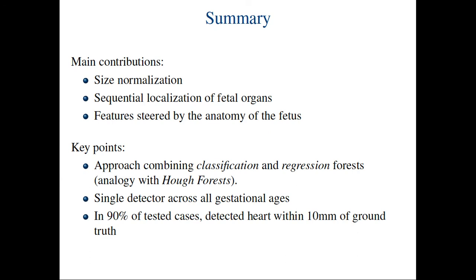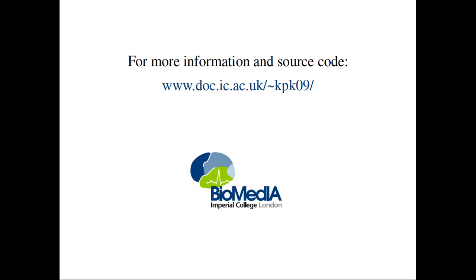We propose the size normalization, a sequential localization of fetal organs, and features steered by the anatomy of the fetus in order to localize the heart, lungs, and liver of the fetus. Our approach combines classification and regression forests. We train a single detector across all gestational ages, and in 90% of the tested cases, the detected heart is within 10 mm of the ground truth. For more information on the source code, please visit our website.